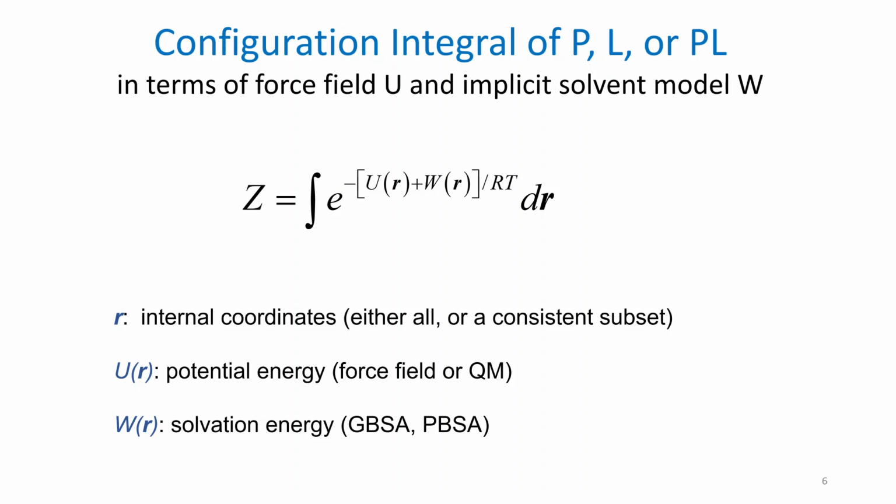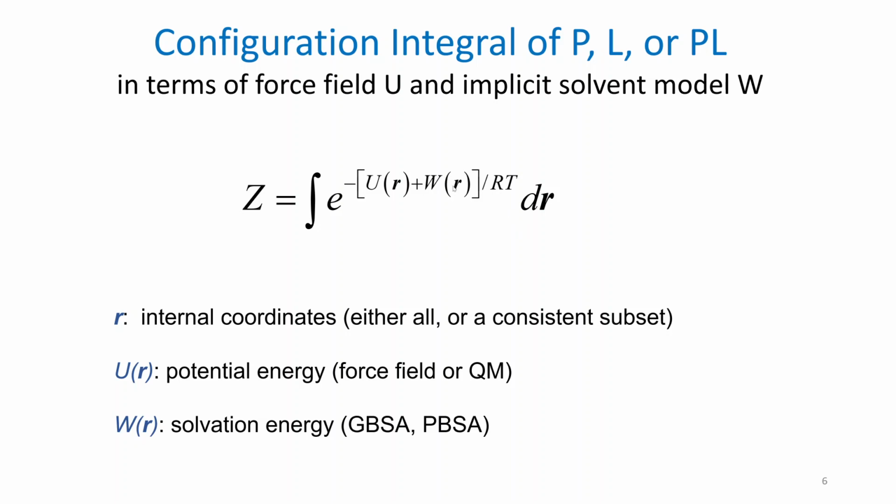In order to understand the method, I want to spend a little time talking about what a configuration integral is and how we use that idea. So the configuration integral of the protein or the ligand or the protein-ligand complex, so I'm taking out the subscript on the Z here, can be written in terms of a force field, U of R, which gives the potential energy of the system as a function of its internal coordinates, R. So these are the coordinates of the protein or the complex or the ligand, along with an implicit solvent model, W, which gives the solvation free energy as a function of the same set of coordinates.